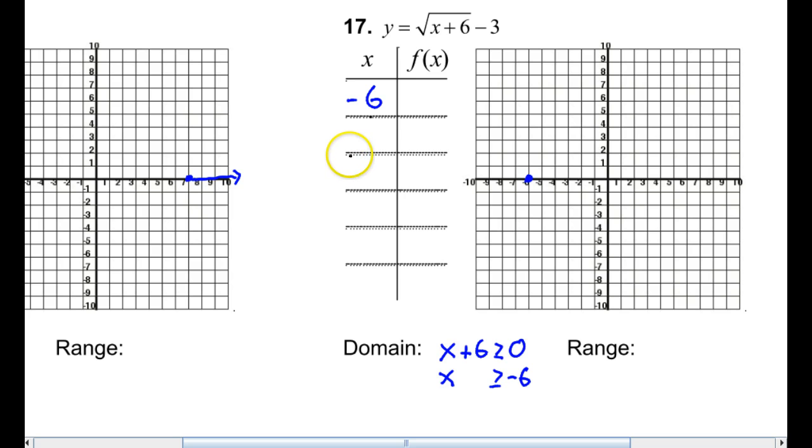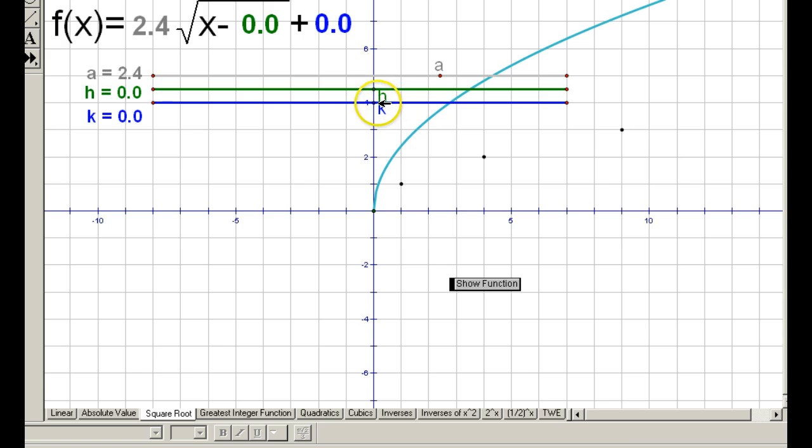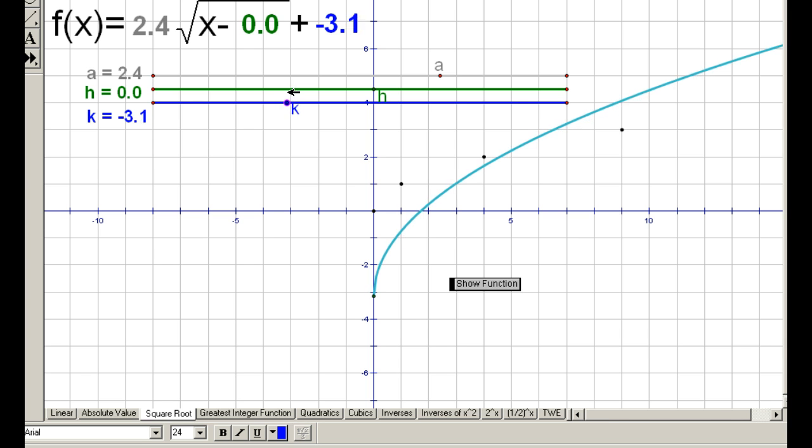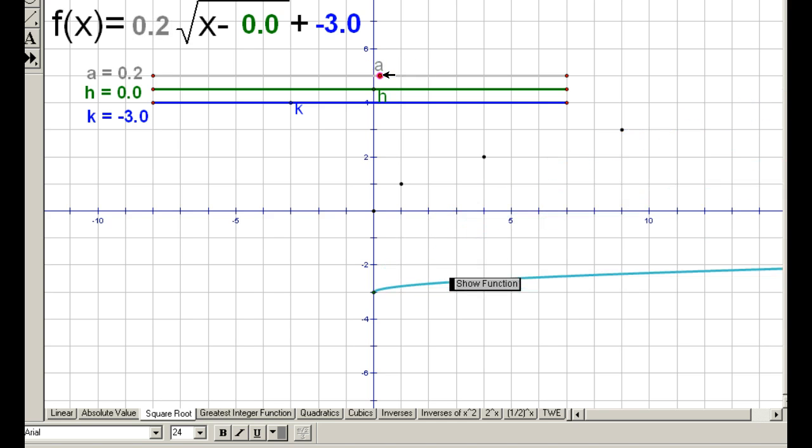So when you plug in -6, what do you get? Yeah, -6 plus 6 is 0. Square root of 0 is 0. 0 minus 3 is -3. So we know our first point is at -6, -3. And that's consistent with what we saw earlier. The number on the outside does what to the graph? If I make this -3, the whole graph drops down 3. So we expect that ahead of time. It's not going to be a surprise. We should have an idea ahead of time.